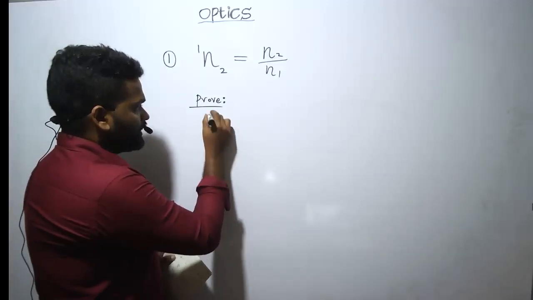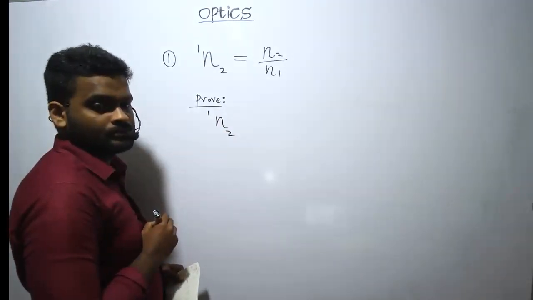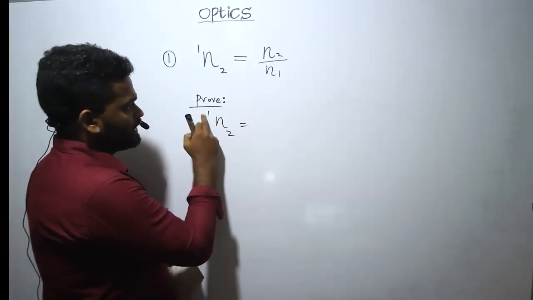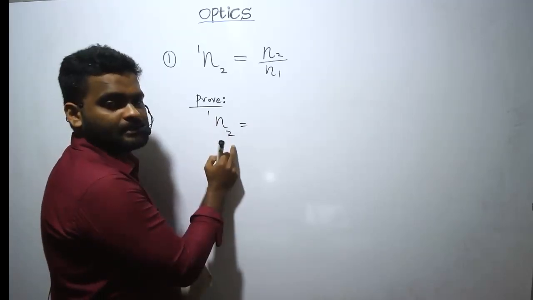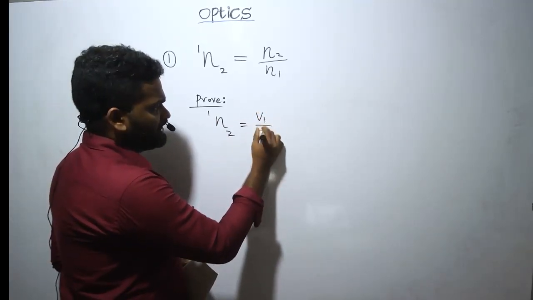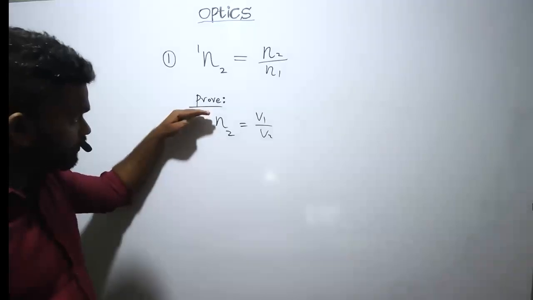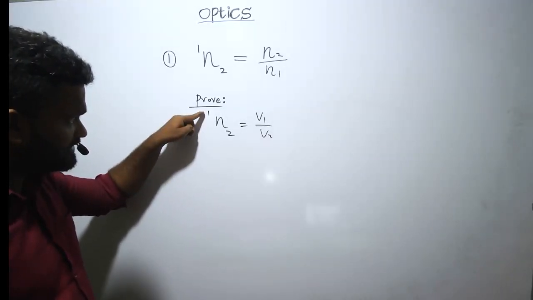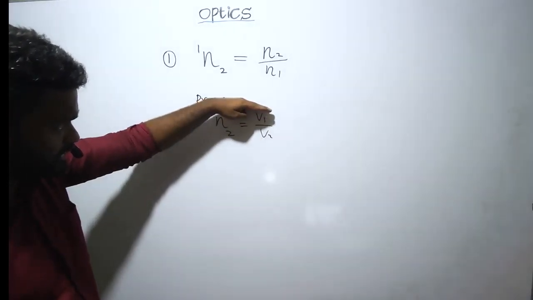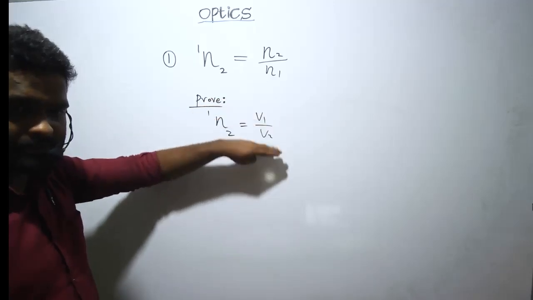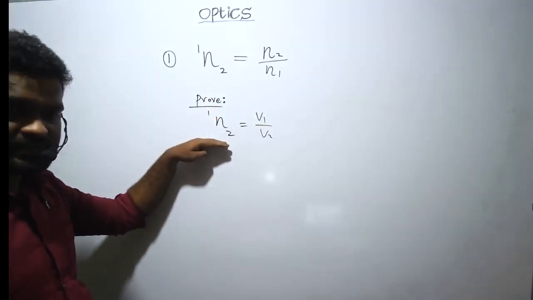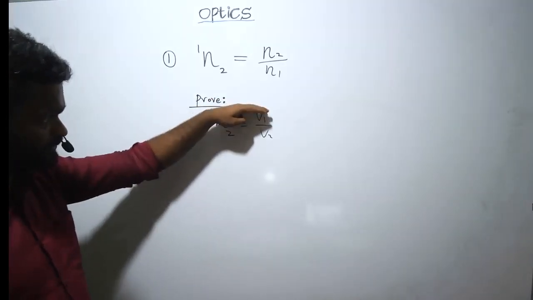So N1,2. How do you write this? 1,2 means these could be any two mediums. V1 divided by V2, right? 1 is here, 2 is here. So it is numerator and denominator, right? V1 divided by V2, 1,2. Velocity goes like that. Here also 1,2.